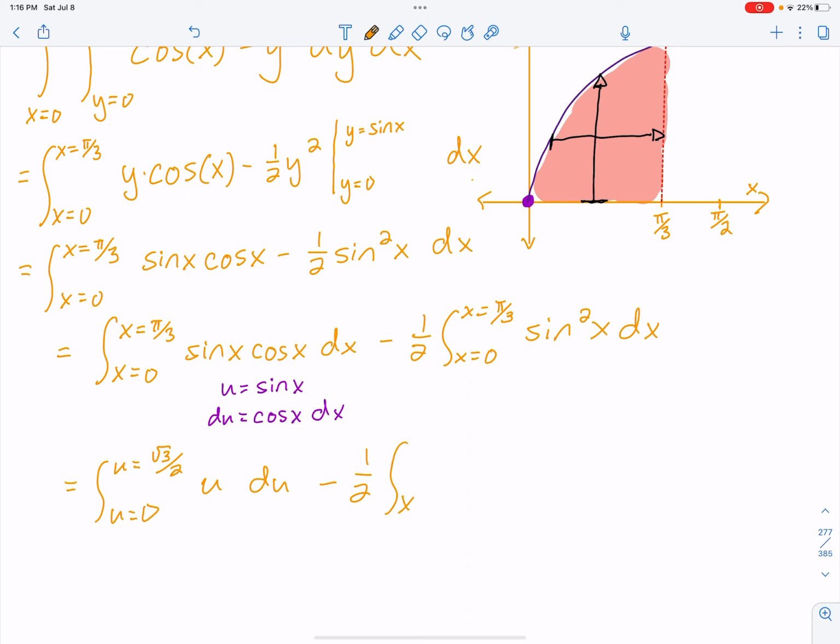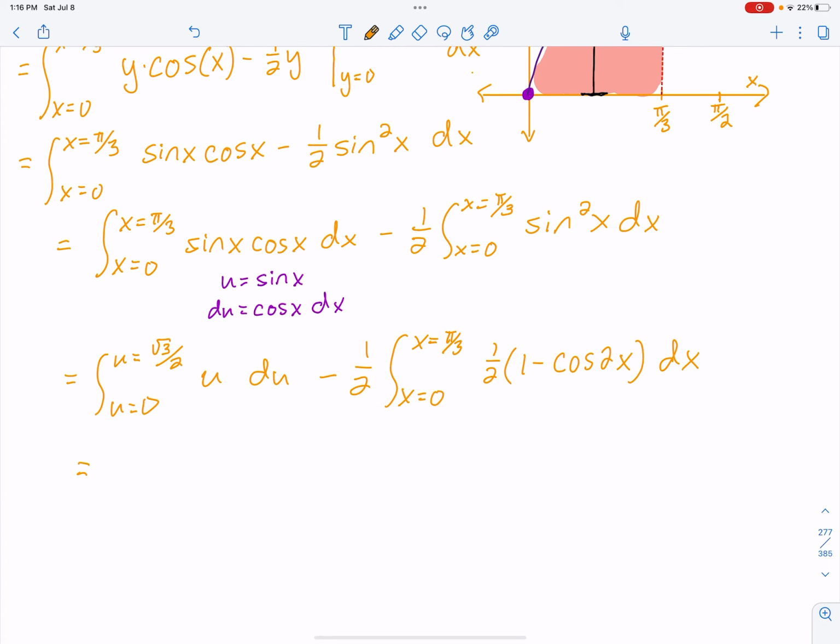And I'm just going to rewrite this integral for the moment. This is going to take that identity that we wrote down at the top. It's going to be a 1/2 times a 1 minus cosine 2x dx. Really helps us out. All right, I can do that first integral. That's going to be 1/2 u squared, and then we're going to plug in 0, and we're going to plug in radical 3 over 2. Minus, okay, that 1/2 is going to come out to make a 1/4. All right, and then I'm going to rewrite this integral.